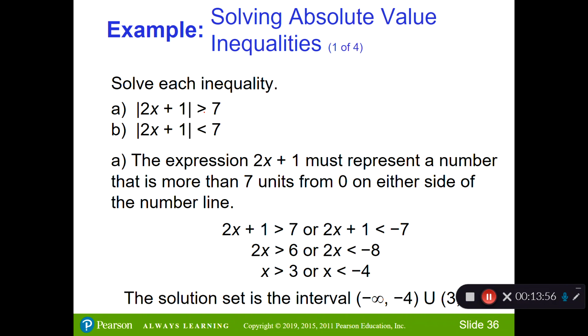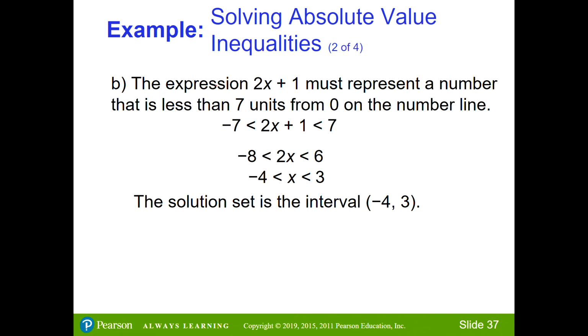Okay, so if I have the absolute value of 2x plus 1 is bigger than 7, I'm going to set 2x plus 1 bigger than 7 or less than -7. Then just solve each inequality as normal. Subtract 1, divide by 2. We get x is bigger than 3. That's this interval. Bigger than 3 is this interval. Less than -4 is this interval over here.